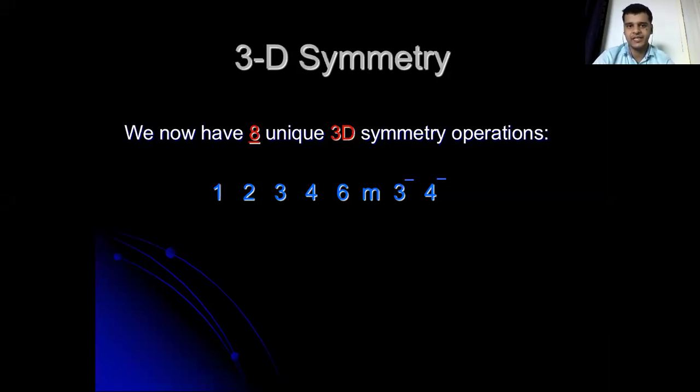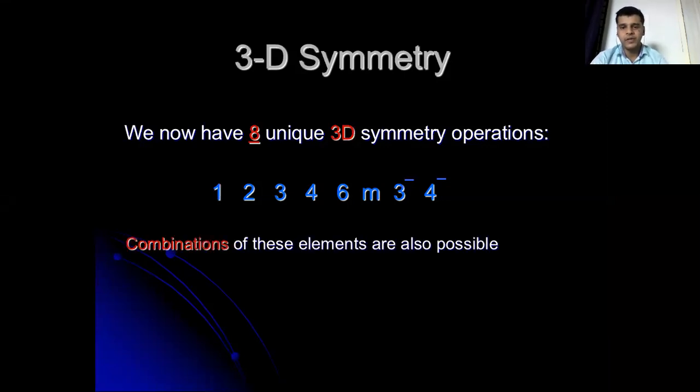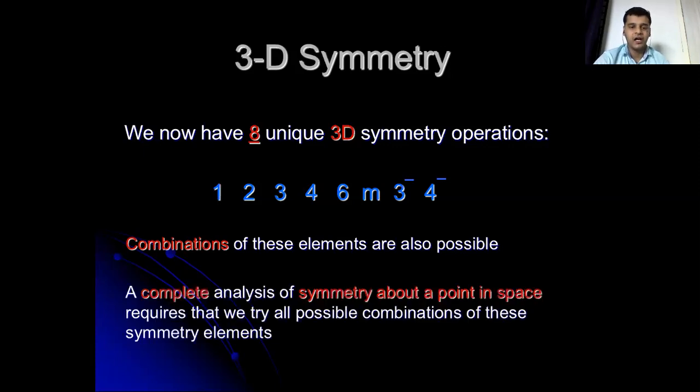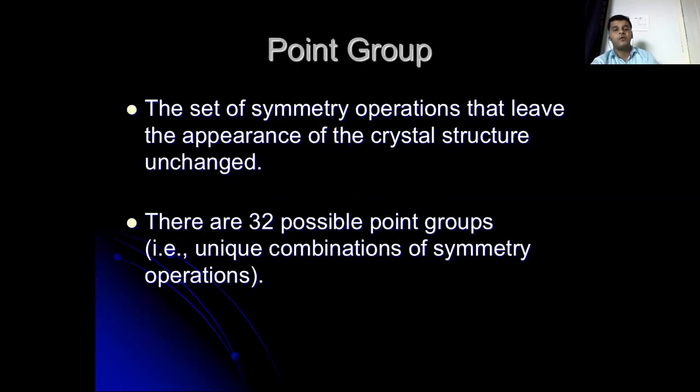What is 3D symmetry? It is three-dimensional, and here we have unique 3D symmetry operations: 1, 2, 3, 4, 6, and m, the symmetry element of mirror image, and rotation replicates it, and also 3 bar and 4 bar. Combinations of these elements are also possible, like 2, 3, m, 3 bar. A complete analysis of symmetry about a point in space tries all possible combinations of these symmetry elements. First we'll go for what a point group is.